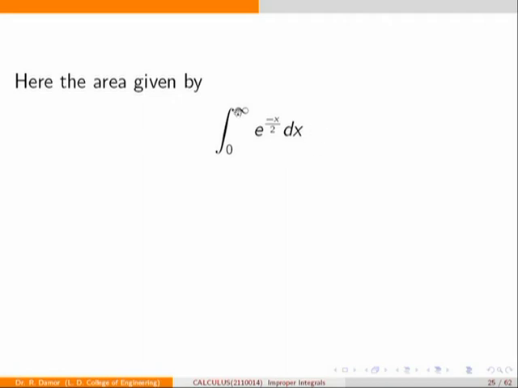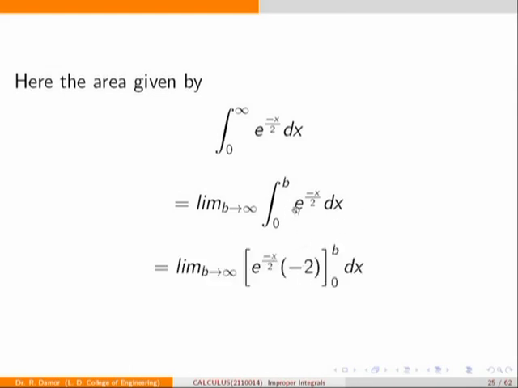See this, I can take the limit b tends to infinity, and this is the integral from 0 to b of e raised to minus x by 2 dx. Now say this, how do I calculate this? You know that the integration of e raised to ax is nothing but e raised to ax divided by a. So I can utilize this for e raised to minus x by 2. Integration of this term is again e raised to minus x by 2 divided by this coefficient, so divided by minus 1 by 2.